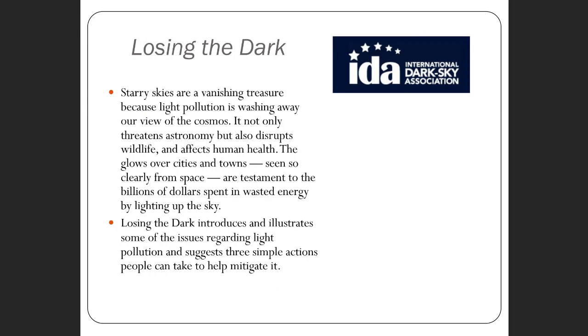Remember when we were at Cernan, first or second week of the semester, we saw the presentation, Losing the Dark. It talked about dark sky, about the impact of artificial light on our health and the life of wildlife, the creatures around us, the ability of astronomers to do their work. We talked about some issues related to lighting, light pollution being one of them, and simple steps that we can do to mitigate it.